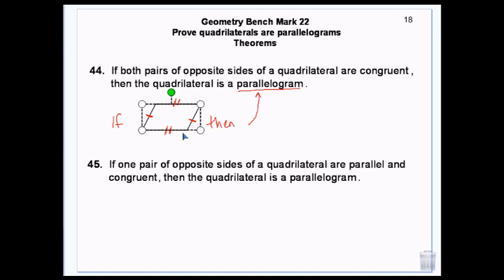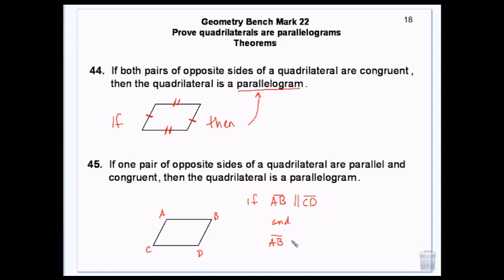Likewise, if one pair of opposite sides are parallel and congruent, so if I call this AB, CD, so if AB is parallel to CD and AB is congruent to CD, then you have a parallelogram. So these are things that you have to prove in order to prove parallelograms.